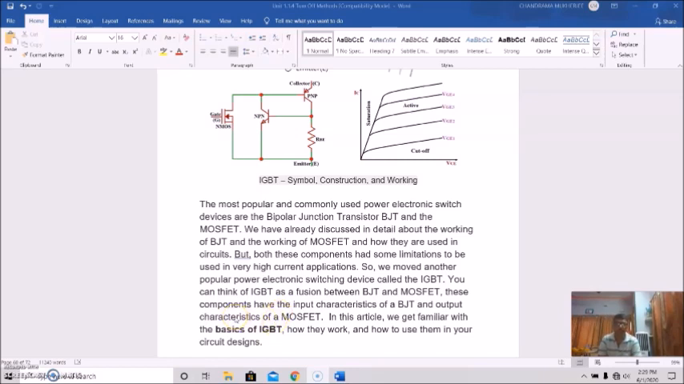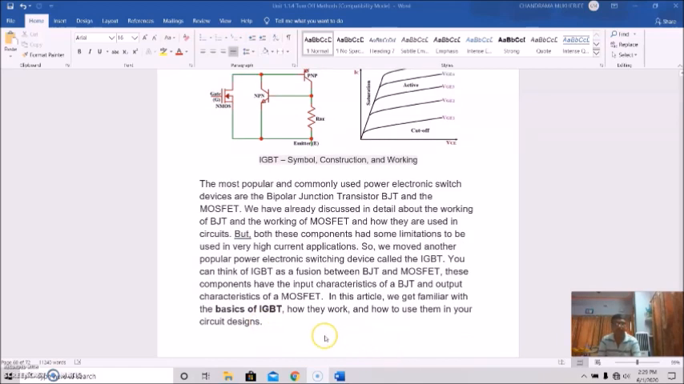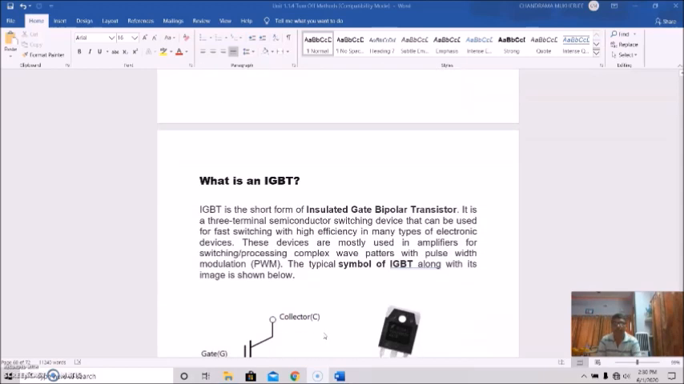So IGBT, you can think of it as a fusion between BJT and MOSFET. These components have the input characteristics of a BJT and the output characteristics of a MOSFET. Very interesting. Since it's the fusion between BJT and MOSFET, its input characteristics are like a BJT and its output characteristics are like a MOSFET. So today we'll discuss the basics of IGBT, how they work, how to use them in circuit designs, etc.